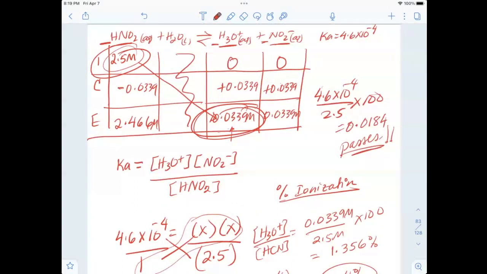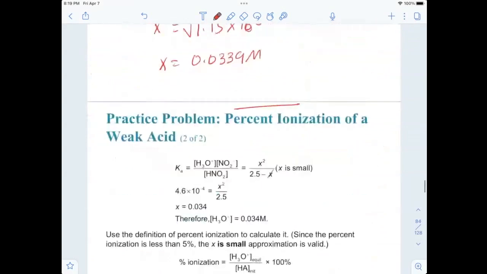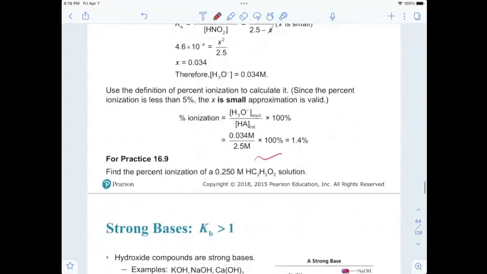And that's what I was doing earlier in the previous video. Whenever I did the 0.07 or whatever, I was trying to get a 7% ionization. Just in case you were wondering. Look, 1.4%. Okay.